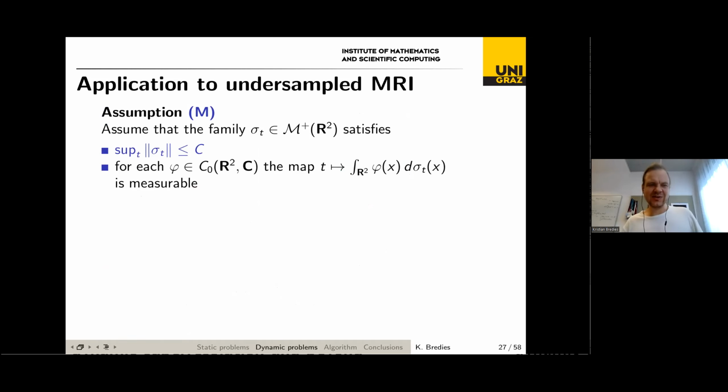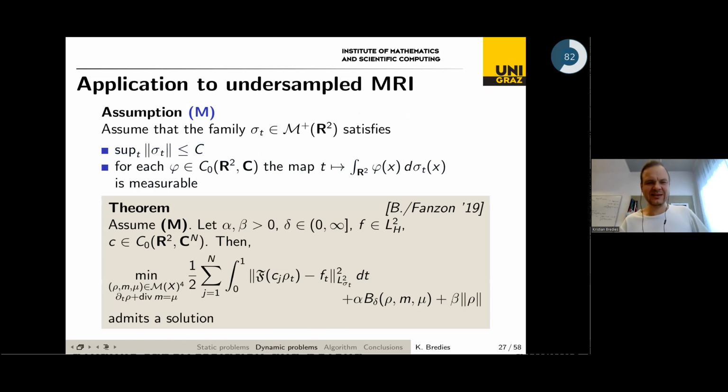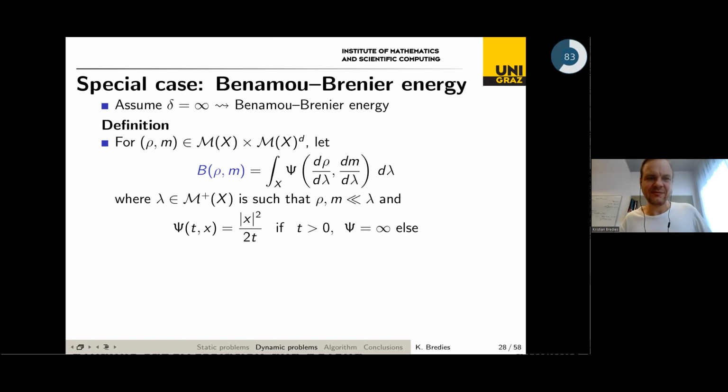This is just to show you that if you do it like this, and the sampling measures here are uniformly bounded, and you have the measurability condition that you would expect here, then you can apply this straightforwardly, and you can solve in 2D now this undersampled MRI problem with optimal transport regularization, dynamic, and also the balanced case.